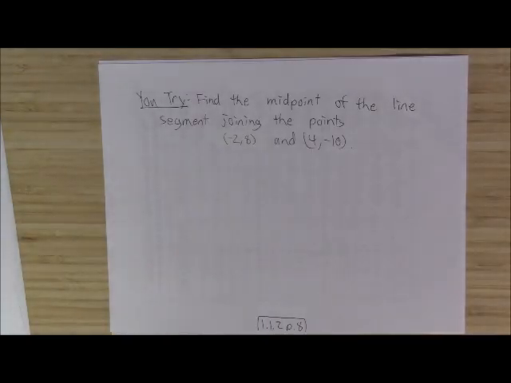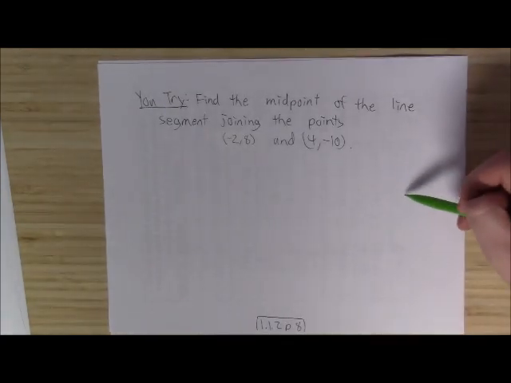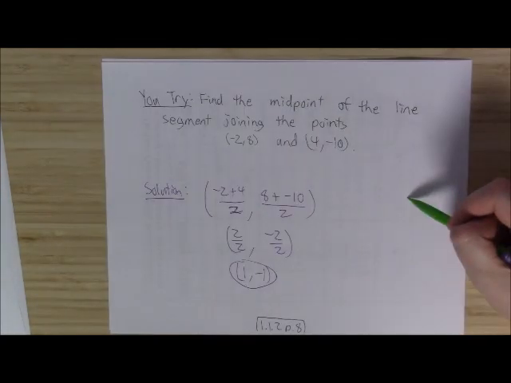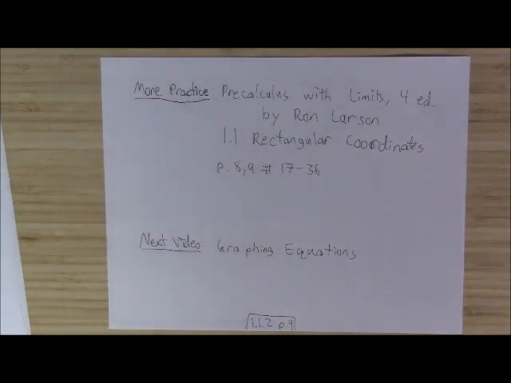And now it's time for you to try an example. So go ahead and find the midpoint of the line segment joining the points -2, 8 and 4, -10. On the count of 3, I'll reveal the solution. 1, 2, 3. And there's the solution.